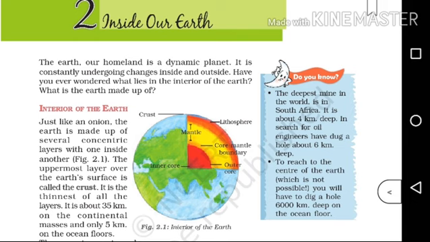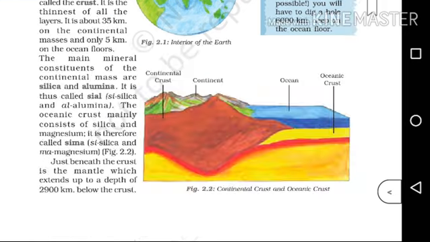So here comes a question. What do you mean by crust? What's the answer? The uppermost layer over the Earth's surface is called the crust. And along with that we can add it is the thinnest of all the layers, and it's 35 km thick over the continental masses and only 5 km over the ocean floors.